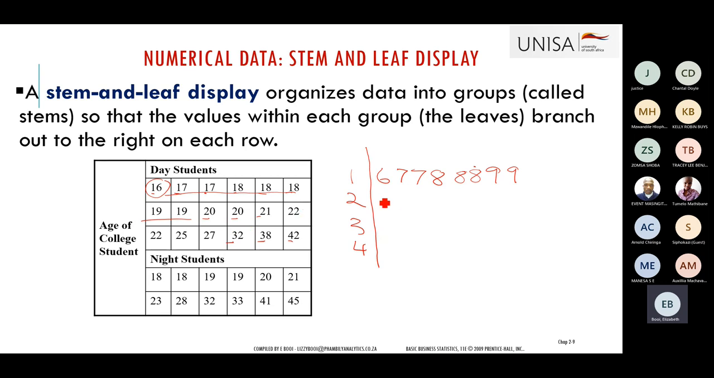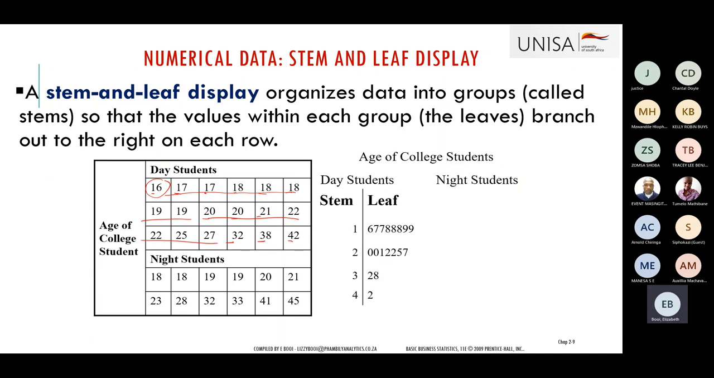Then when I go to the 2s, it will be 20, 20, 21, 22, 22, 25, 27, and those are my stem and leaf. And 32 will be 32, 38, and 42. And with this data, you are able to see the shape of your data. And we're gonna get to that. So let's see how we visualize the night as well. There is the stem and leaf plot that we just did now. And this is how we visualize the night stem and leaf plot.